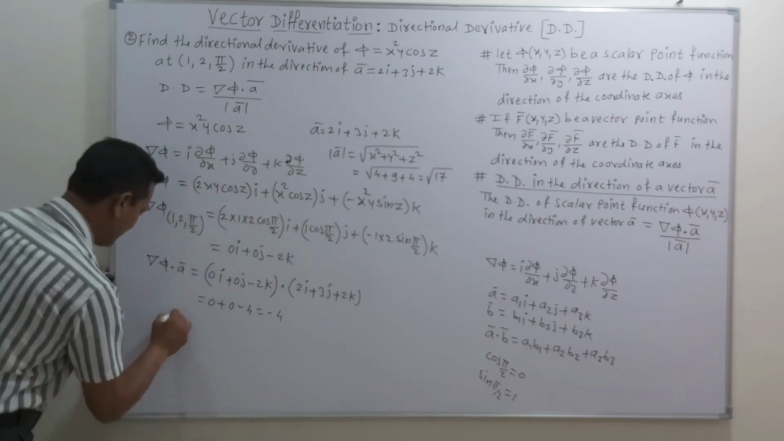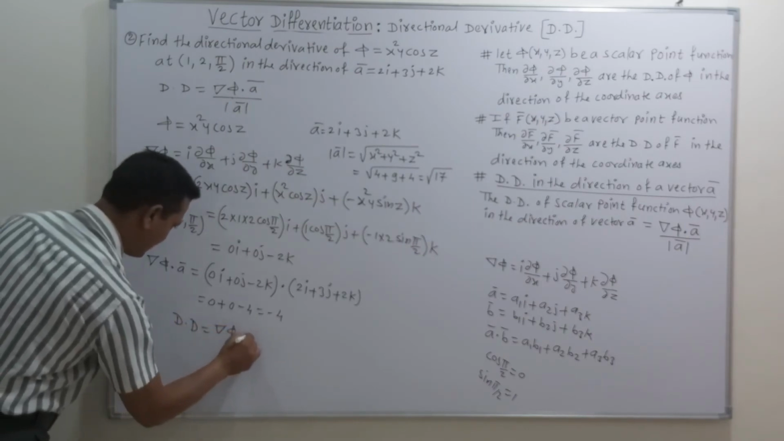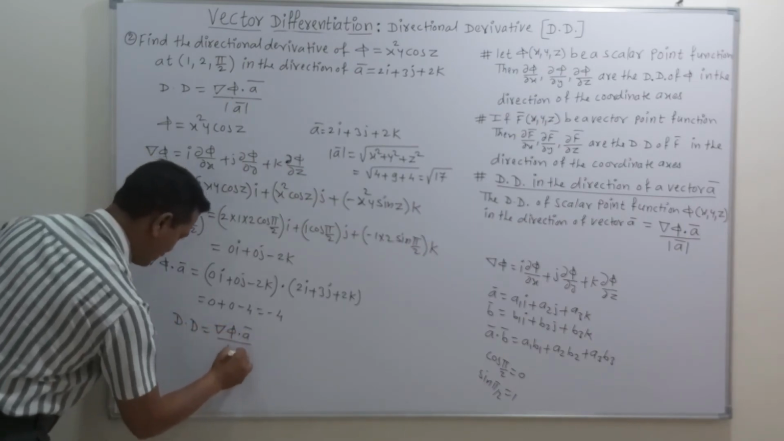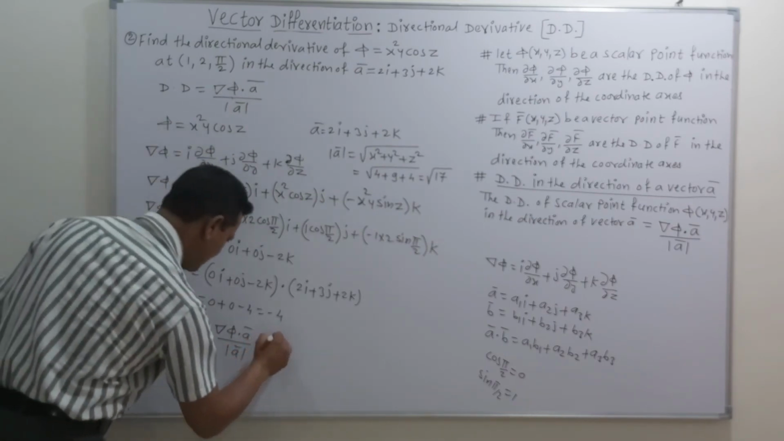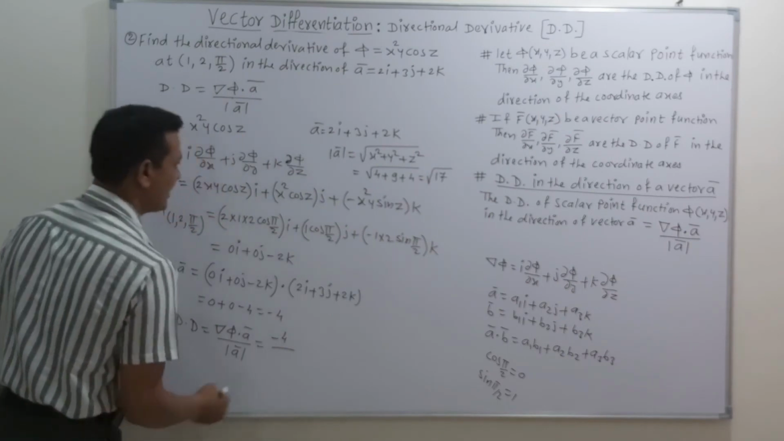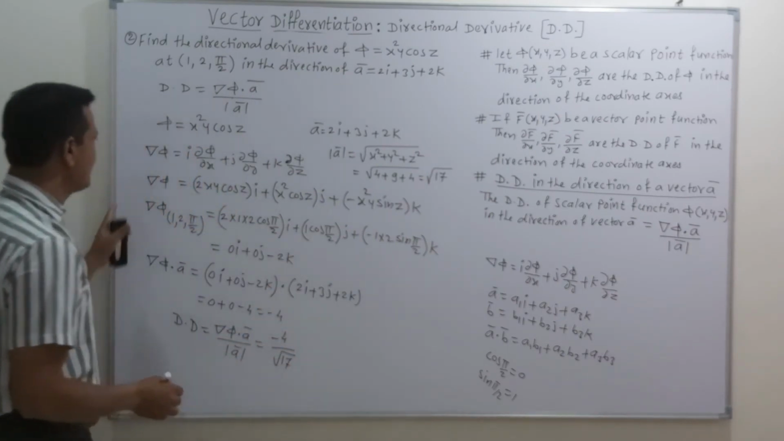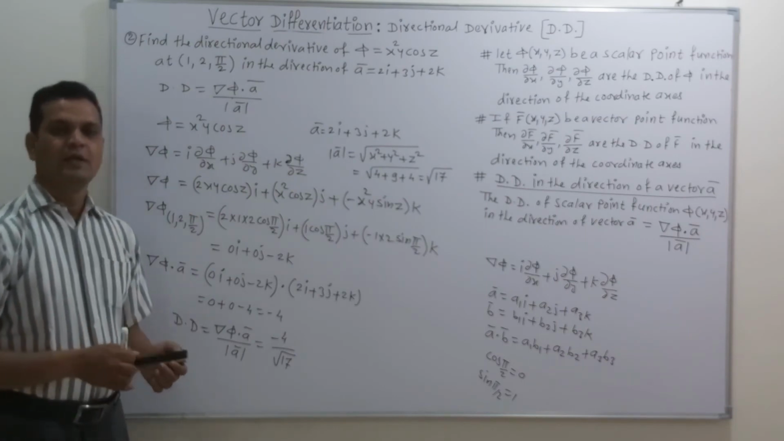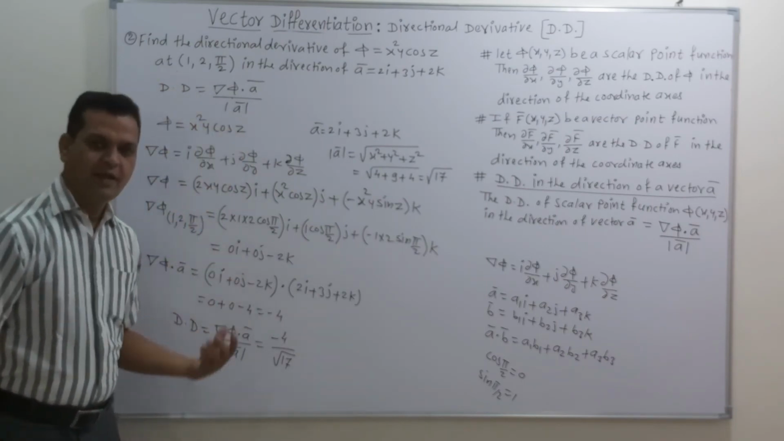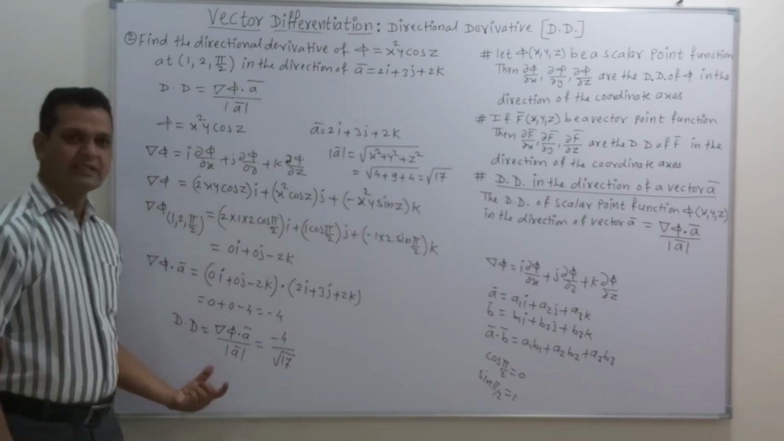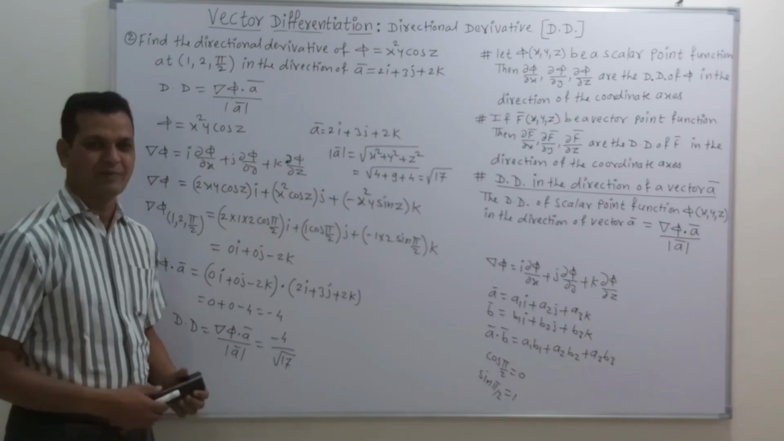So now, friends, we find the directional derivative as del phi dot a bar upon the magnitude of a bar, which is minus 4 divided by root of 17. This is the easy method to find the value of the directional derivative in the direction of vector a bar. After this second example, let's take some examples for your practice.